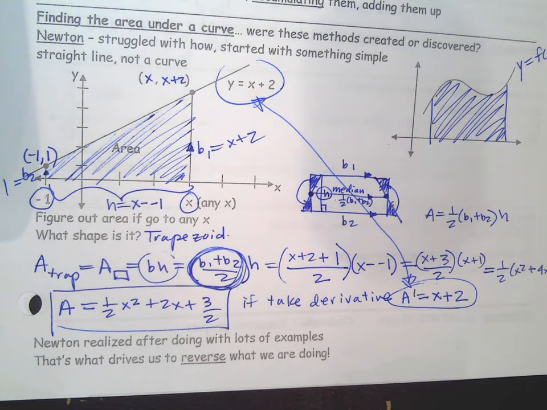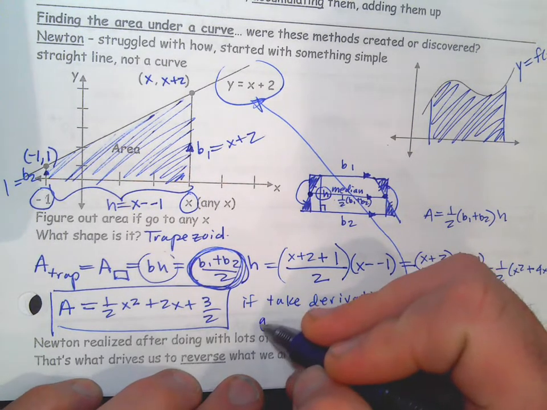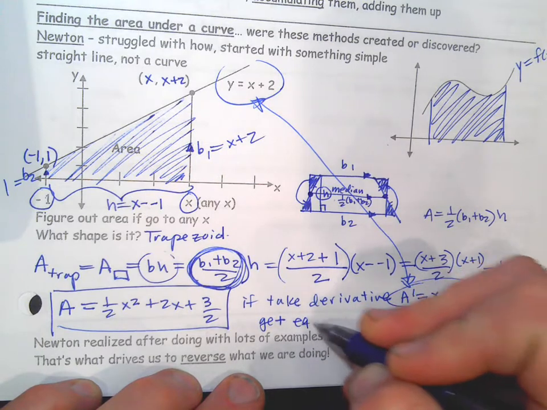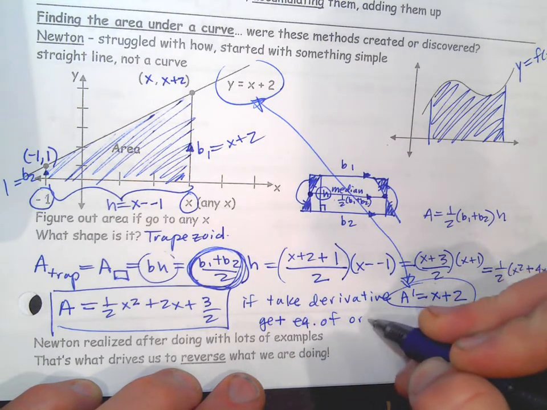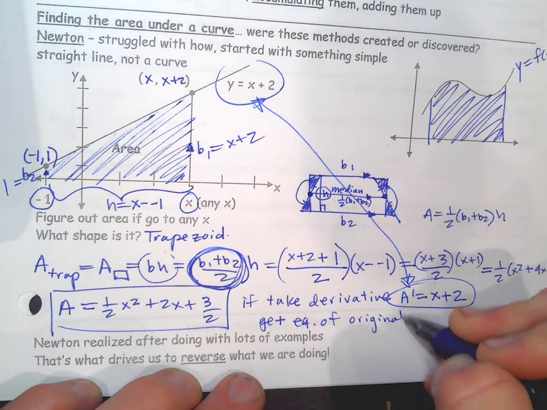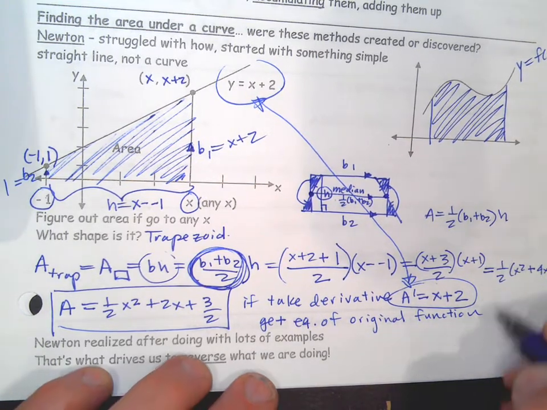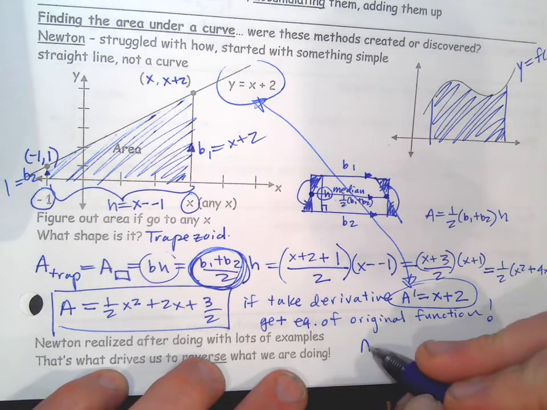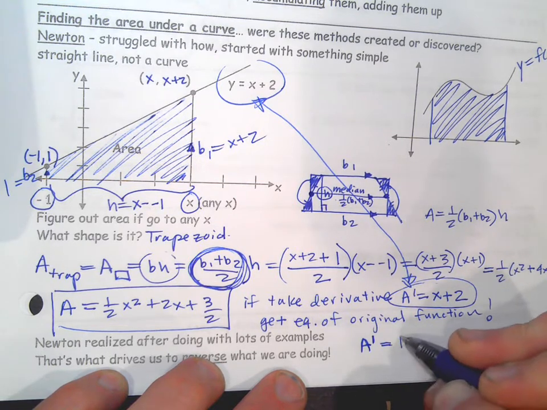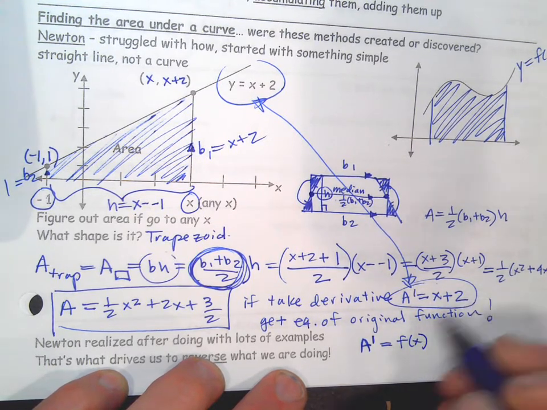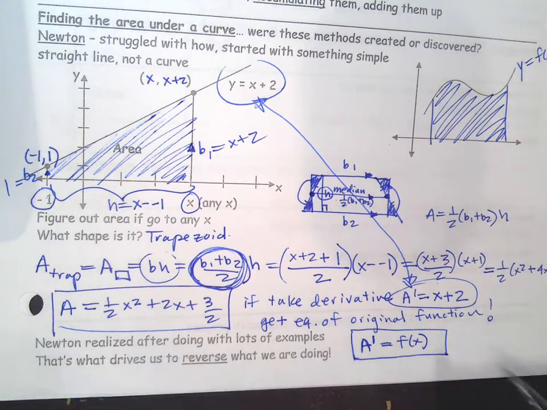I don't know. Let's try another one. And try another one. And every time we get the equation of the original function. Groundbreaking. I mean, seriously, this is a big deal. In general, the derivative of the area under a curve will give you the equation of the curve. That's what happens. It's crazy.